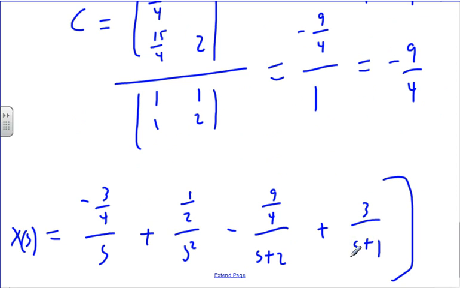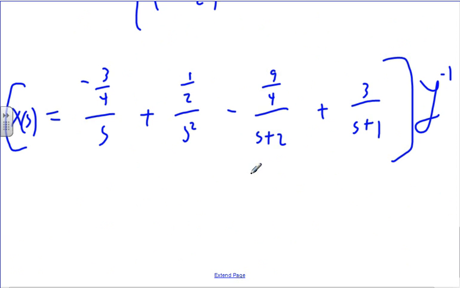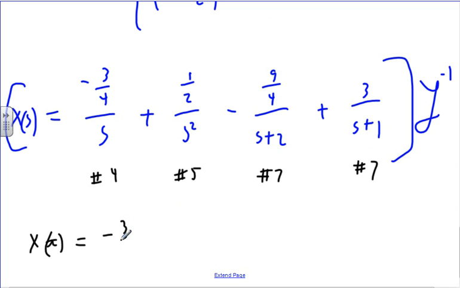Okay, and now I'm going to take the inverse Laplace transform of everything. Normally I put it on the other side, but because I ran out of room over there, I didn't do that. Okay, so we look at our table. This is the number 4 guy, the number 5 guy, and the number 7 guy. So we get x of t is equal to minus 3/4 minus 1/2 t minus 9 quarters e to the minus 2t plus 3 e to the minus t.